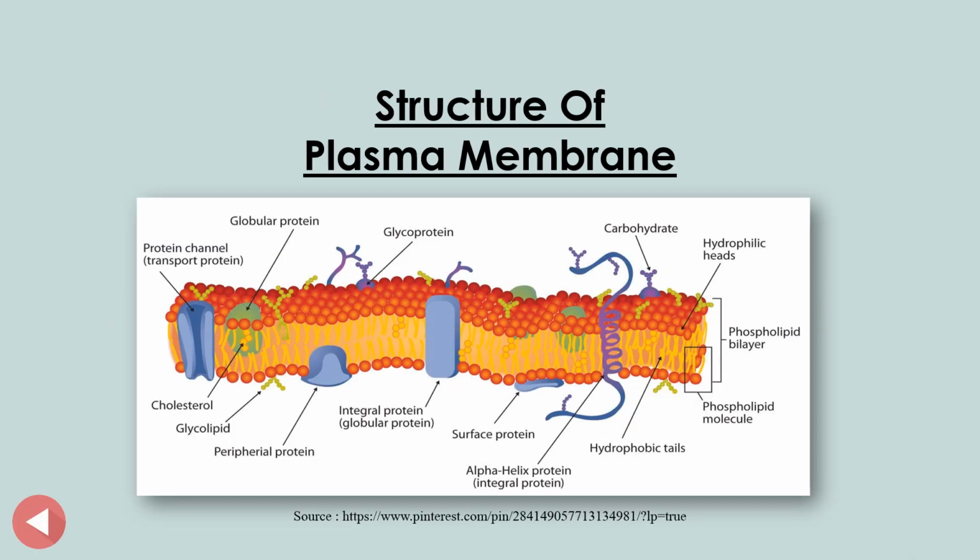There are 7 structures of plasma membrane. The first one is phospholipid bilayer. Second is peripheral protein. Third, protein channel. Fourth, carbohydrate. Fifth, glycolipid. Six, cholesterol. And 7, integral protein.